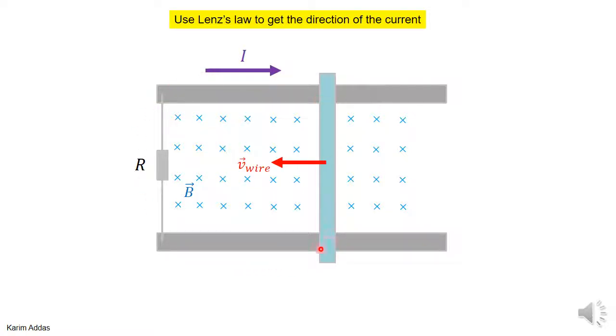Remember, what did Lenz's law say? Let's see what happens to the magnitude of the magnetic flux. When the rod goes to the left, is the magnetic flux through this loop getting bigger or smaller? It's getting smaller. So the current wants to be in a direction that produces a magnetic field to prevent the flux from getting smaller.